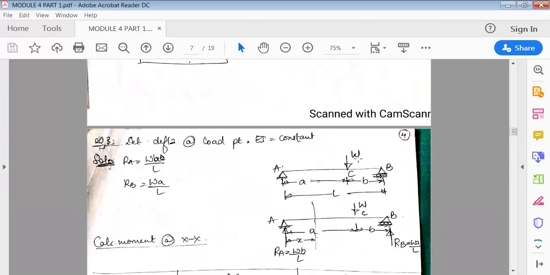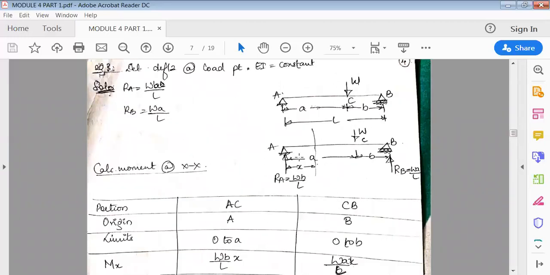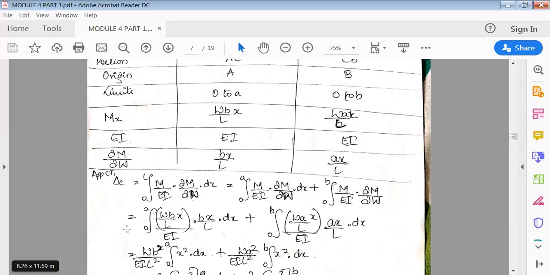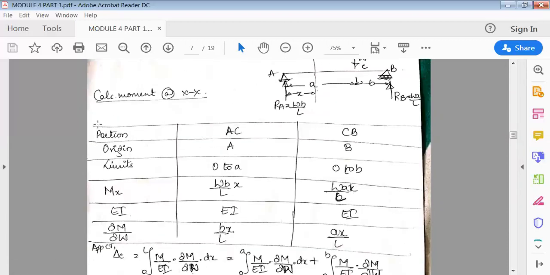Here in the problem only they have given us W. So I'll not take ∂M/∂P. Instead of P, I'll take this W. Both P and W are the same. Sometimes you use W for point load, sometimes you use P for point load, but both mean the same. Okay, so let's start with this.